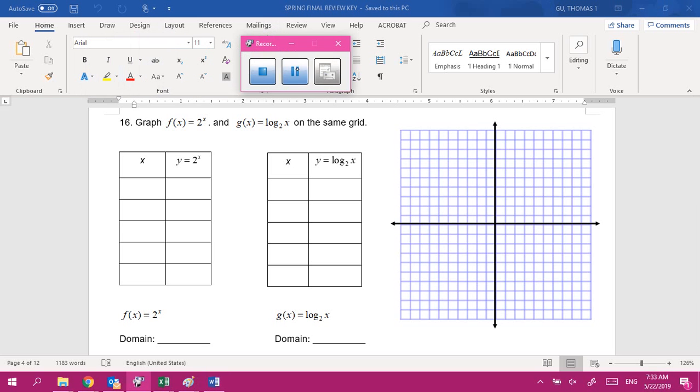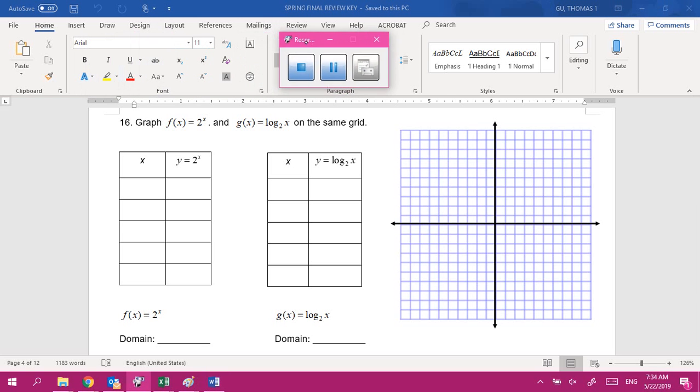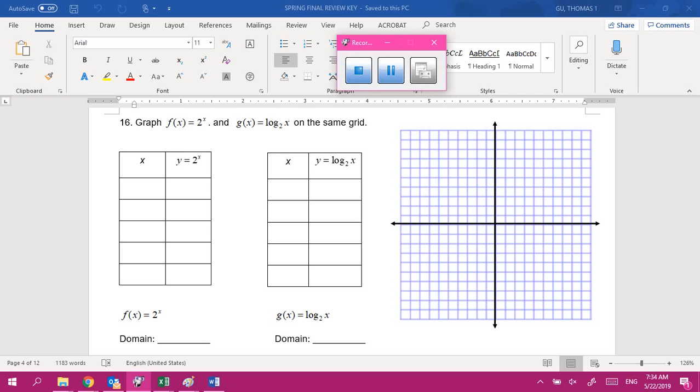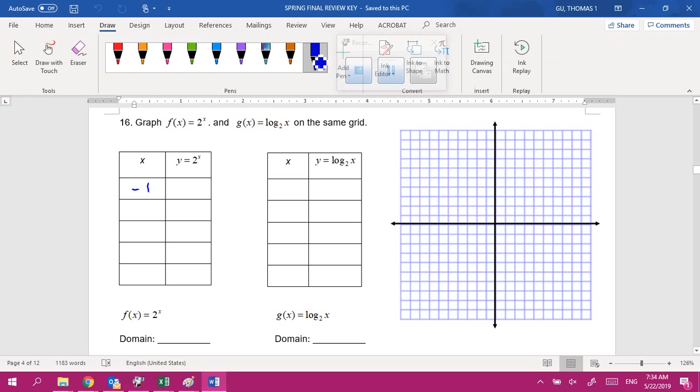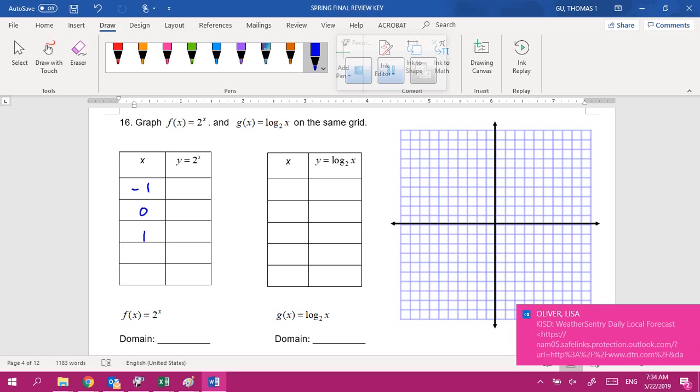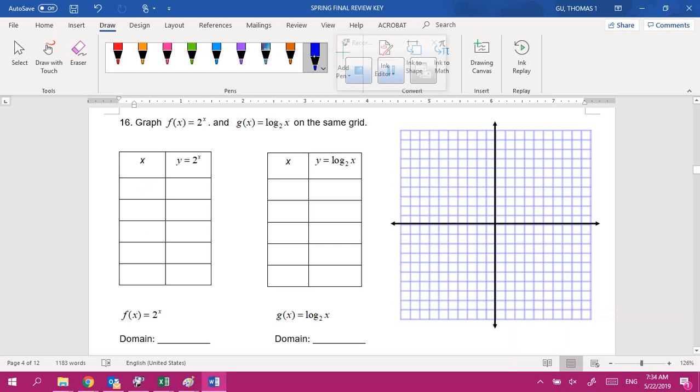So for the x values for the exponential graph, the easiest ones to use are always just -1, 0, and 1. You don't need to use all 5 points, but you can if you want to. If you really wanted to, you could do -2, -1, 0, 1, 2. And then you got to see what each of these values are.